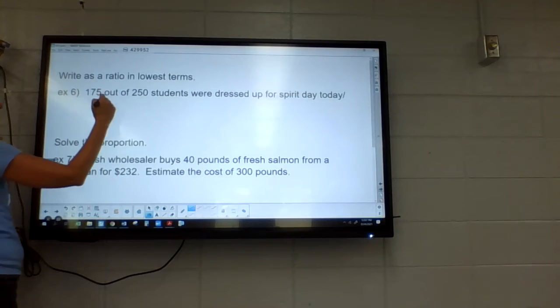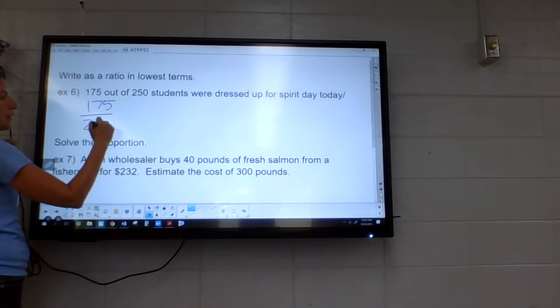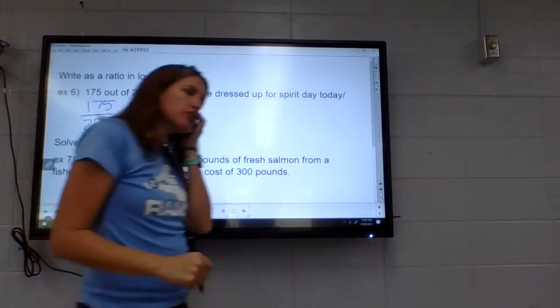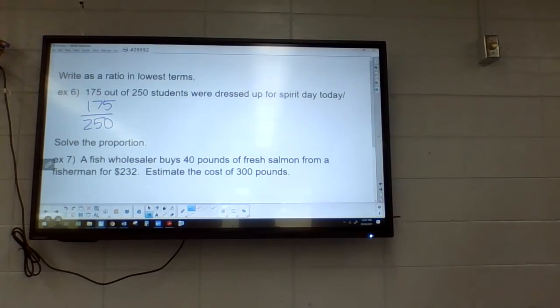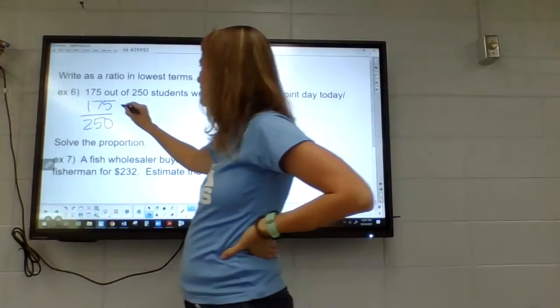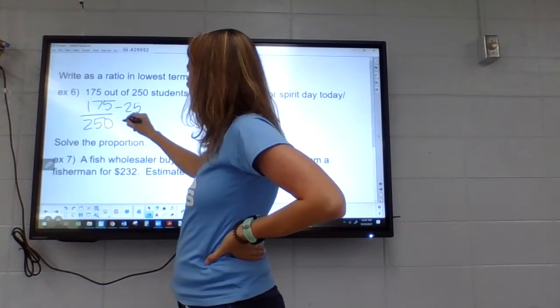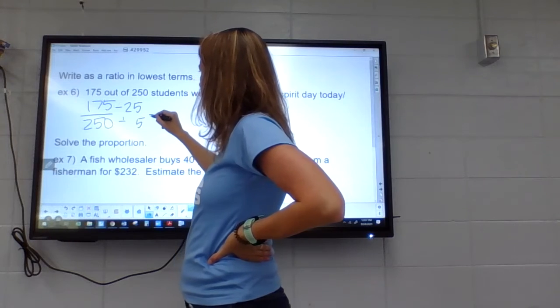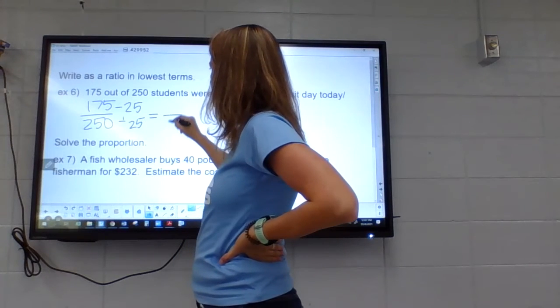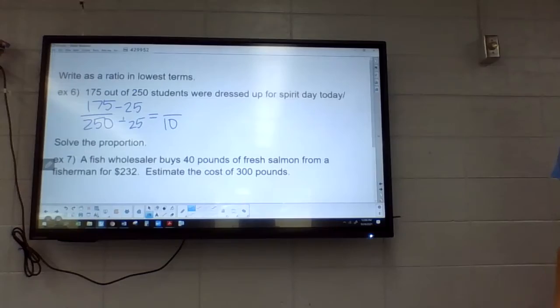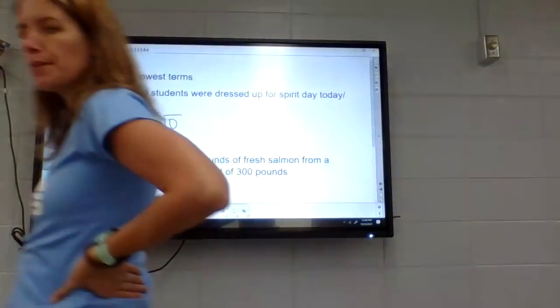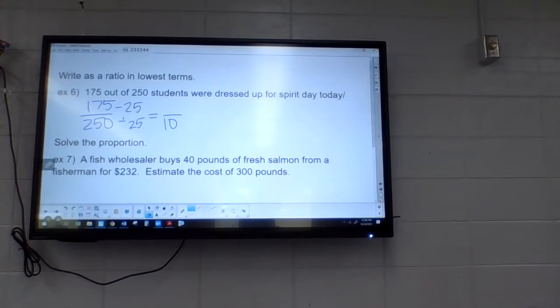175 to 250. And then they want it as a ratio in lowest terms. All they mean by that is simplify. So I can divide these each by 25 at least, I think. Immediately. What's that one? 175 divided by 25? That's 7. Close enough. So 7 out of 10 would be our ratio in lowest terms.